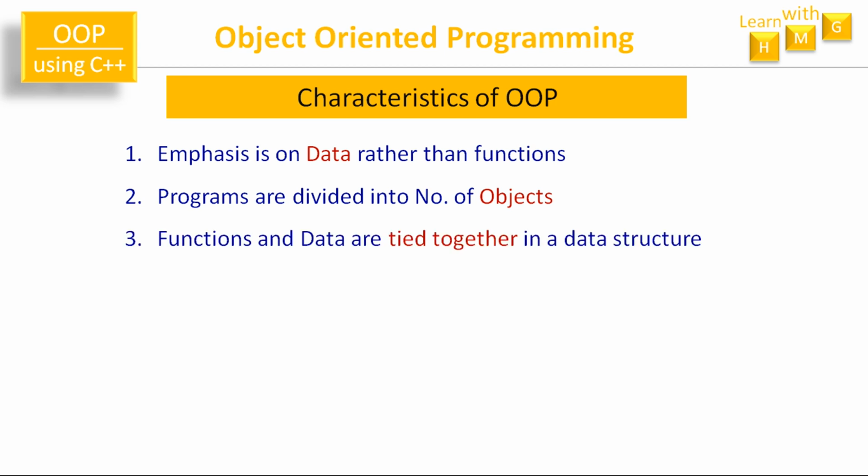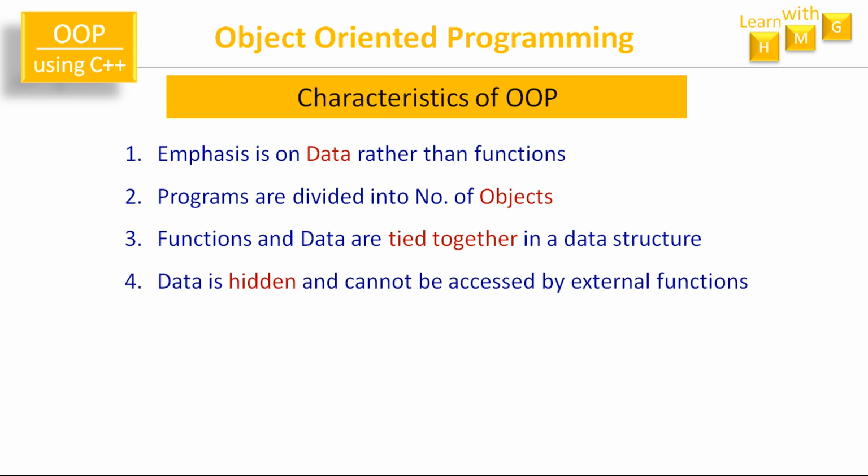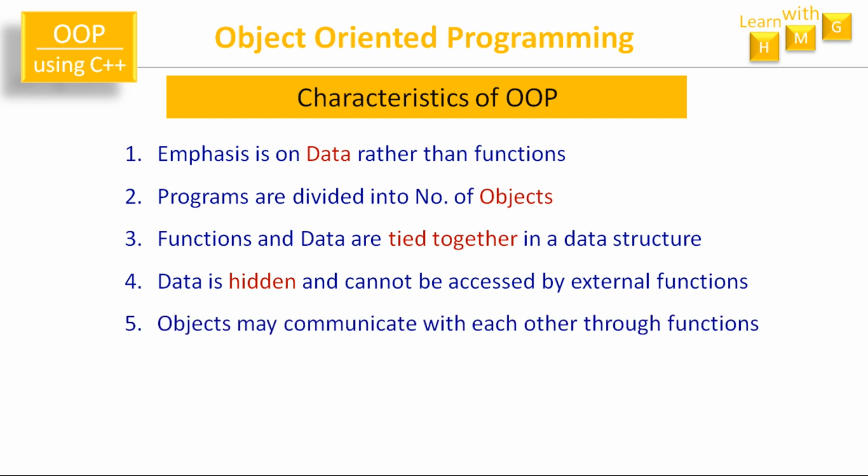Functions and data are tied together in a data structure. So there is one data structure, that is the object, in which the functions and data are tied together or encapsulated together. The data is hidden and cannot be accessed by external functions. As in the previous figure we have seen, the data is local data, that is a part of that object only. It is not accessible to other objects, meaning it is hidden from external functions, that is, the functions of other objects. Objects may communicate with each other through functions.